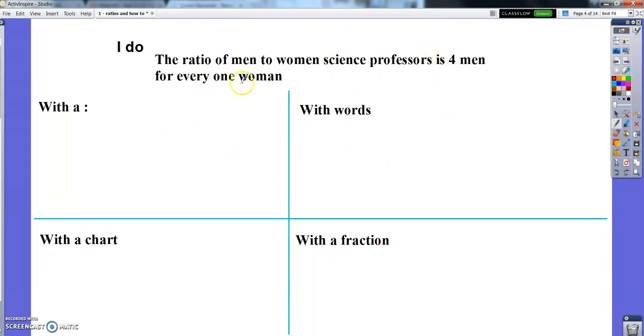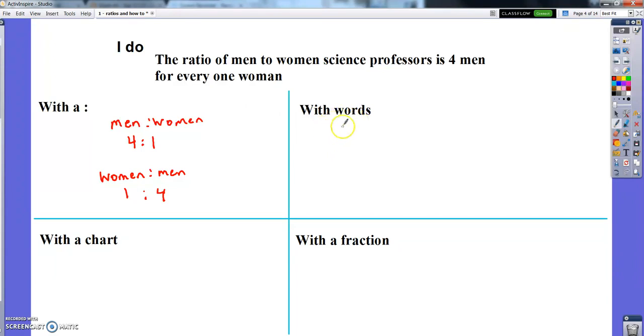So first is with a colon. I can say the ratio of men to women is 4 to 1. Or I can say that the ratio of women to men is 1 to 4. Those are equally okay. Doesn't matter which, you've just got to be clear.